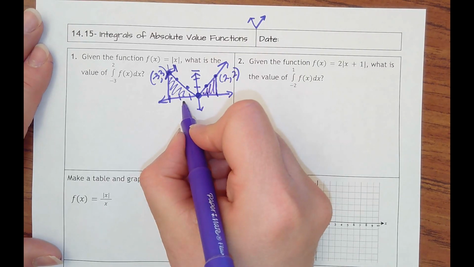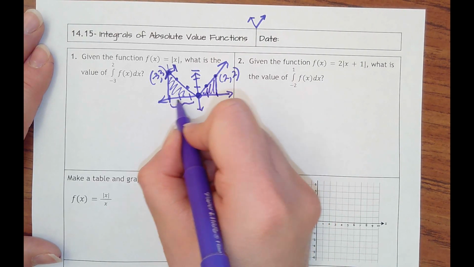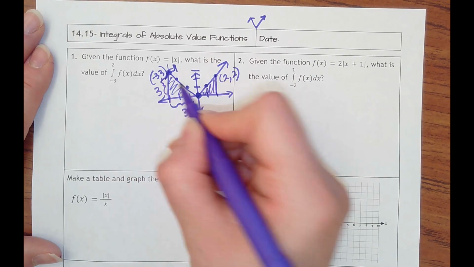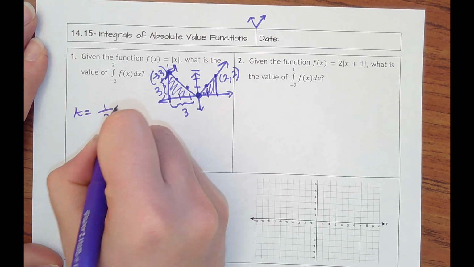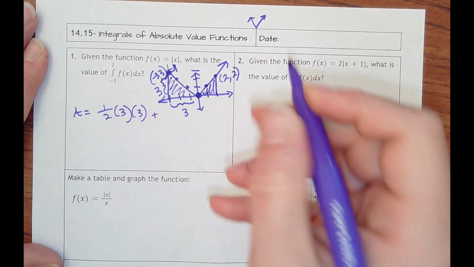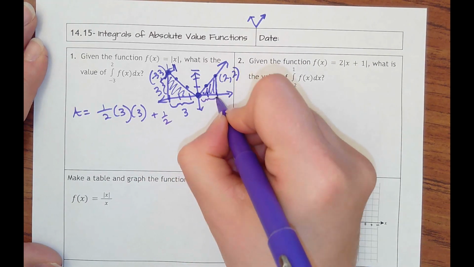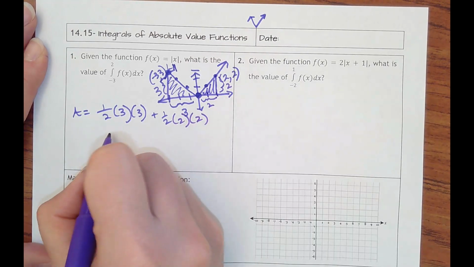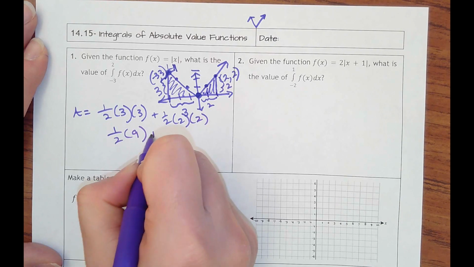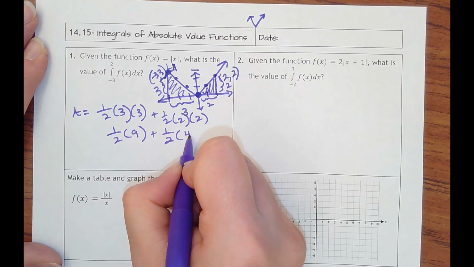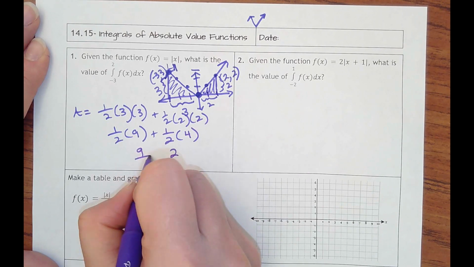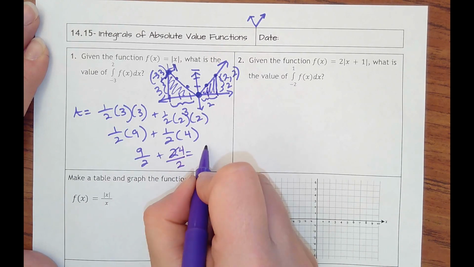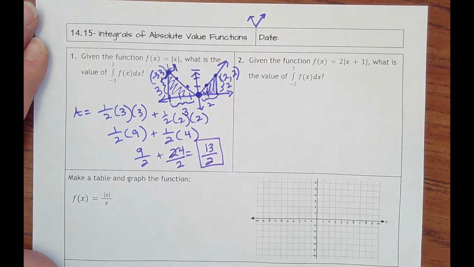Okay, so then this area would be, I've got a base of 3 and a height of 3. So I'd have 1/2 times 3 times 3, plus this triangle would be 1/2 times 2 times 2. So that would be half of 9 plus half of 4. That would be 2, and that would be 9/2. If I were to make that equivalent, that would be 4/2. That would be 13/2 would be my total area.